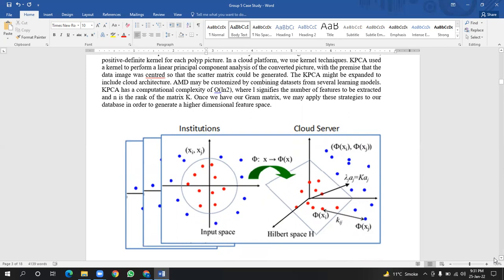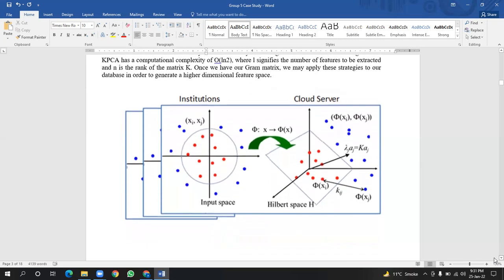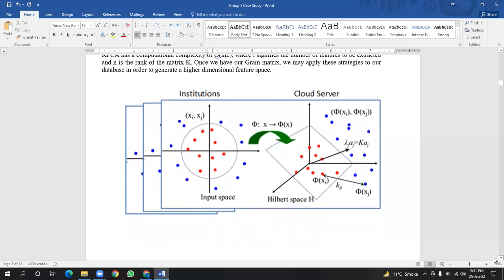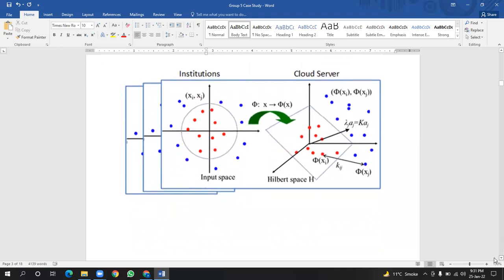So the KPCA might be expanded to include cloud architecture. AMD may be customized by combining datasets from different learning models. KPCA has a computational complexity of O(ln²), where l signifies the number of features to be extracted and n is the rank of matrix K. Once we have our gram matrix, we may apply the KPCA. So here is the picture of a KPCA, how we can apply the KPCA.